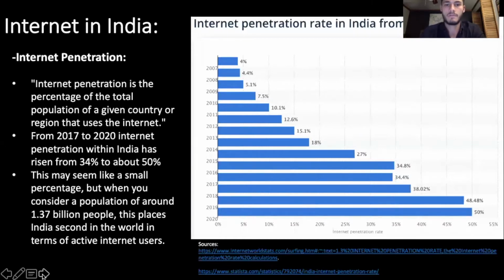Now, I know 50% of a country doesn't seem like a lot, but in the case of India, 50% of the population would be around 1.3 billion people. So this is pretty large.